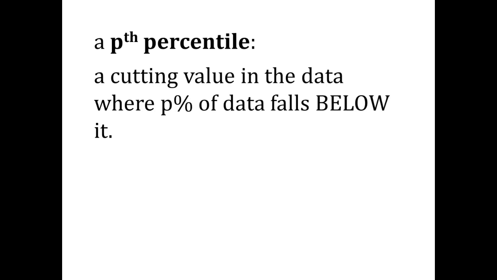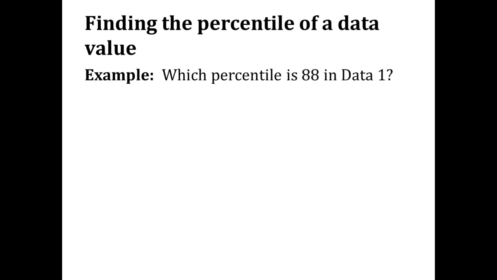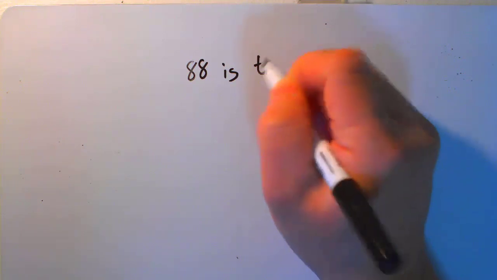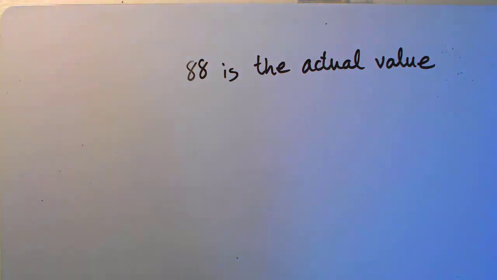Taking this definition straight in, the first type of problem we do is that we want to be able to find the percentile of a given data value. Let me bring up an example. Let's look at data 1. The question in this example is asking which percentile is 88. The idea now is that 88 is the actual value. That's what I need you to realize.